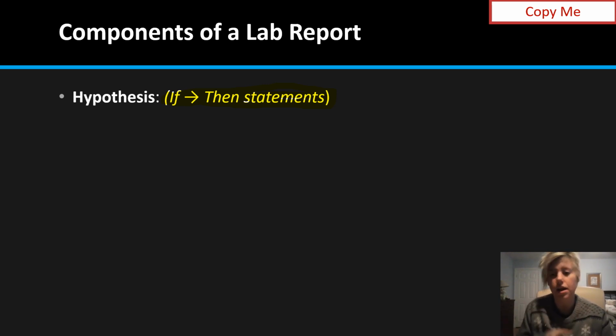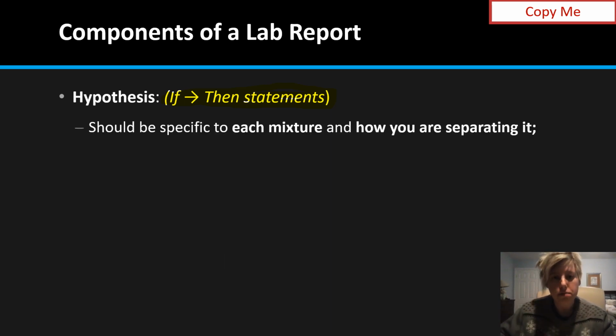You need to give me an if-then statement for the homogeneous mixture, because the procedures that you're going to be using are going to be different. So an example of, and this is what I was saying, should be specific to each mixture and how I'm separating it.